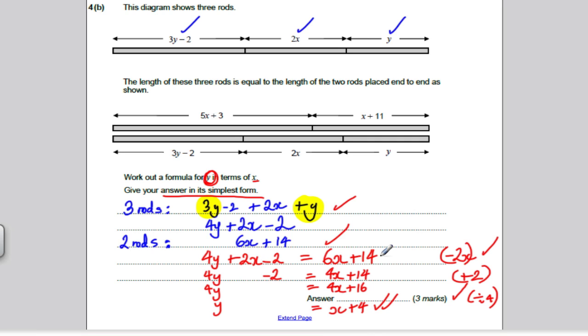Okay, new question. Pause the video, attempt the question, get an answer, mark your work or correct it. Here we go.